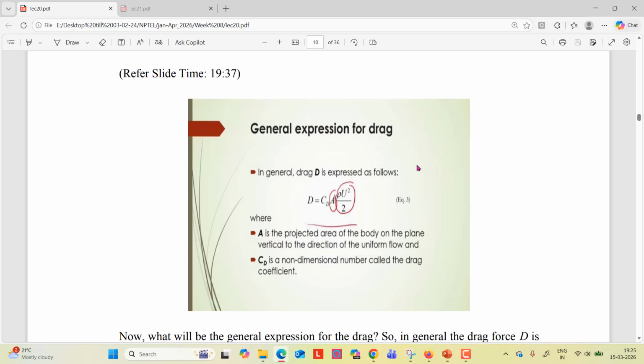From the previous classes, you have seen the drag force component, right? Drag force is nothing but Cd A rho u square by 2. A is the projected area of the body on the plane vertical to the direction of the uniform flow, and Cd is a non-dimensional number called the drag coefficient. We have derived all this. We have seen how the drag coefficient varies from laminar flow to turbulent flow. There is a little derivation about how this comes. We will do that, but let's first go through the notes.